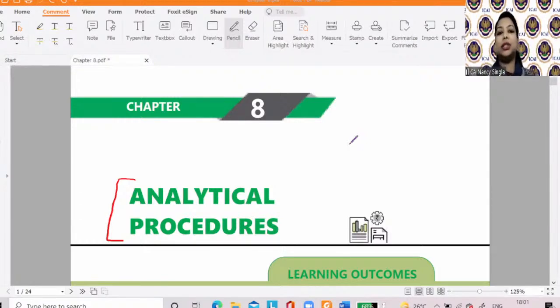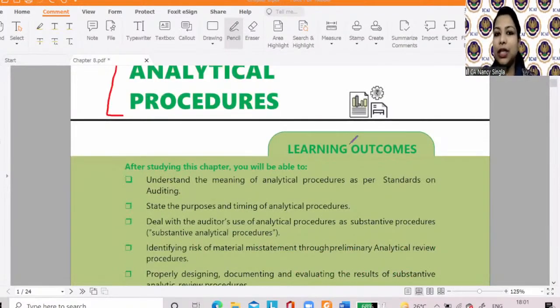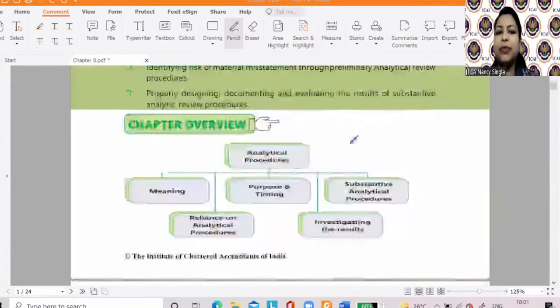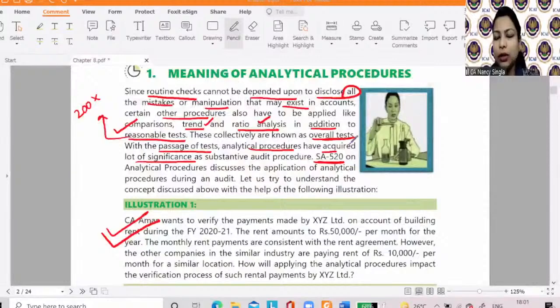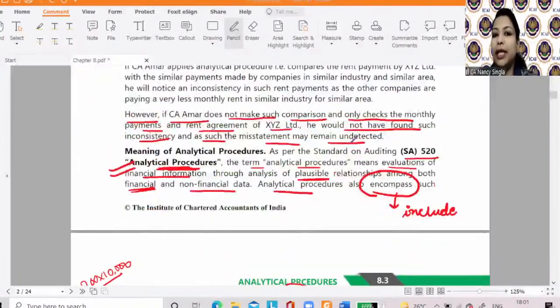So analytical procedures, what we understood in the last class, I'll just recapitulate in the next 5 minutes: routine checks cannot be depended on in order to disclose all mistakes or manipulations, right? So the auditor will have to perform certain analytical procedures, and SA 520, the name is what? Analytical procedure. The definition of analytical procedure given in SA 520 is evaluation of financial information. Now, remember that salary example that we did, through analysis of plausible relationship among both financial and non-financial data.